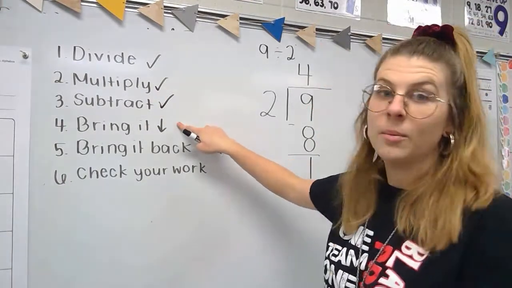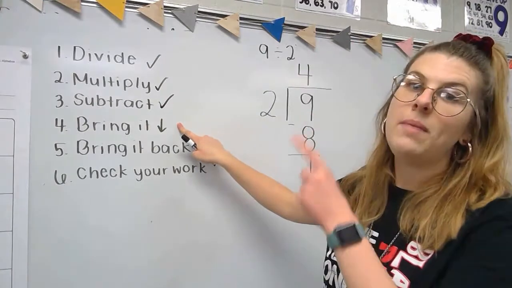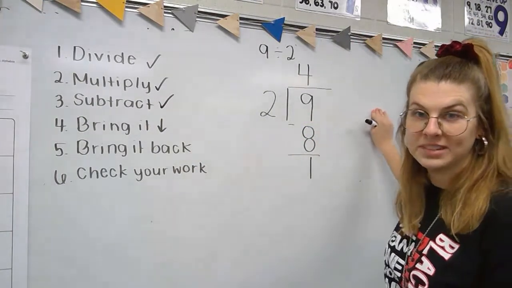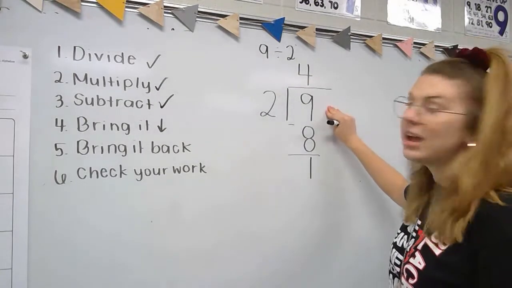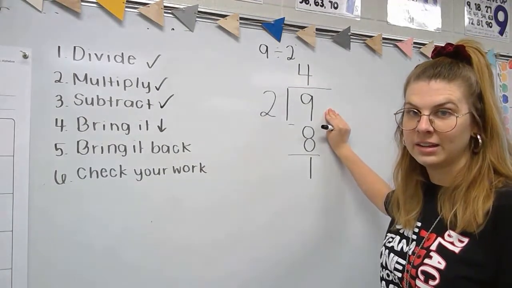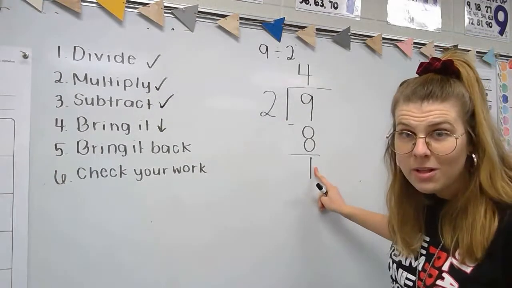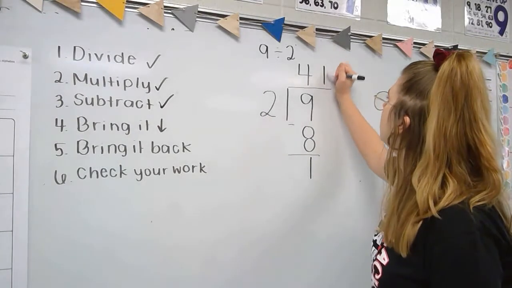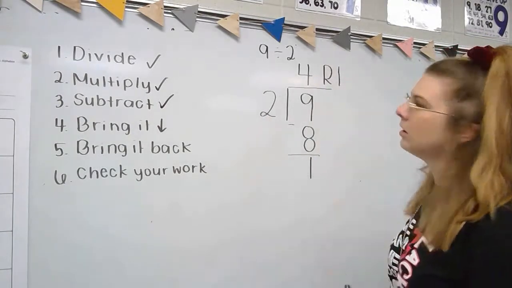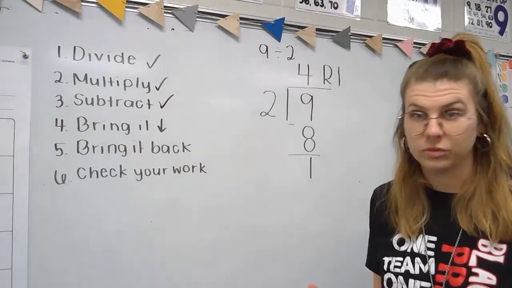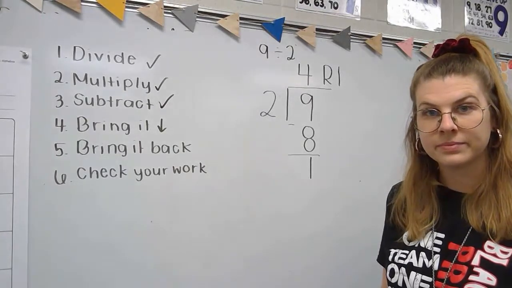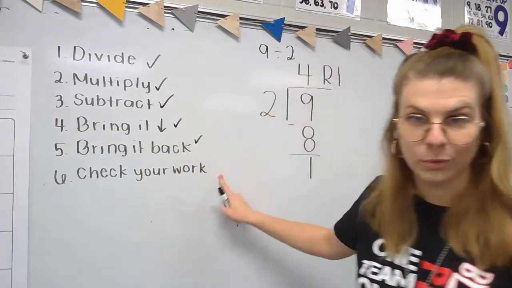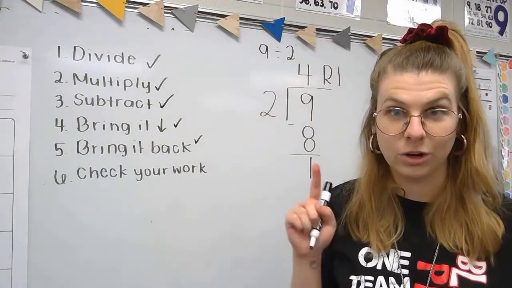The next steps, bring it on down and bring it on back, are steps that we use if we have longer numbers with multiple digits. But after the number 9, there's nothing left for us to divide. And because 1 is so small that we can't pull any groups out of it, that's our remainder. So our answer is quotient 4, remainder 1. Now, even though I can't do these steps, doesn't mean I'm going to skip number 6. We're always going to do step number 6, which is checking your work.